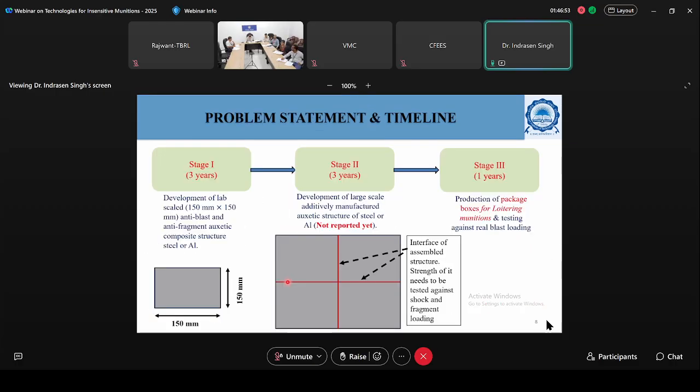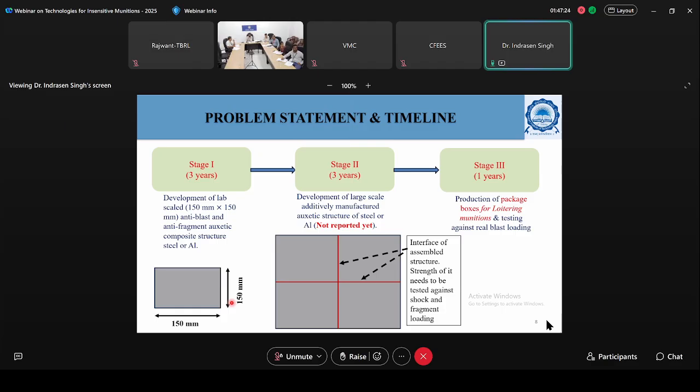So in this proposal, we want to propose the development of a lab scale 150 mm by 150 mm anti-blast and anti-fragment auxetic structure made of steel or aluminum, because steel offers more flexibility. Based on the requirement, we choose the material. In the literature, till now, the maximum size of structure people have reported through additive manufacturing is 300 by 300 mm. So the challenge is here, because one cannot make bigger samples.